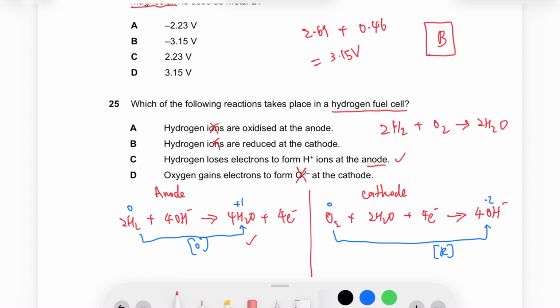Yeah, this is wrong. He doesn't form O2 minus. He forms OH minus. Okay, so this is out. So the answer that makes sense is only C. Okay, so for the hydrogen fuel cell, you have to memorize both the half ionic equations for the anode and cathode, and of course the overall equation.